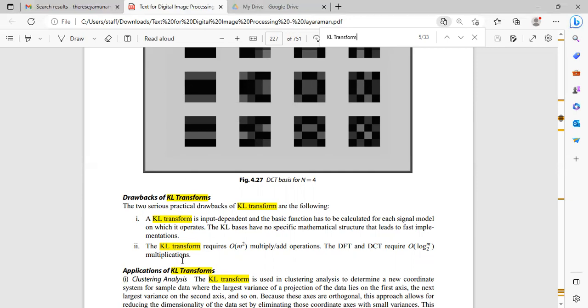Okay. Then the KL transform requires M squared multiply add operations. Whereas DFT or DCT requires only log base 2 of M multiplications. So this is the difference in calculation.